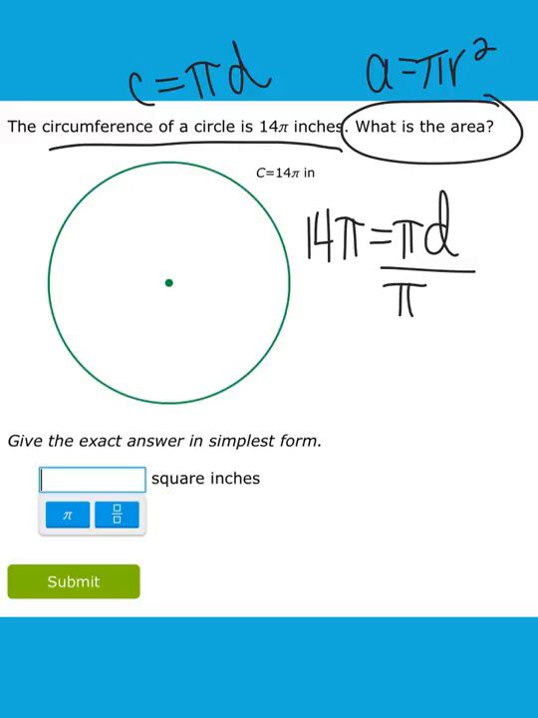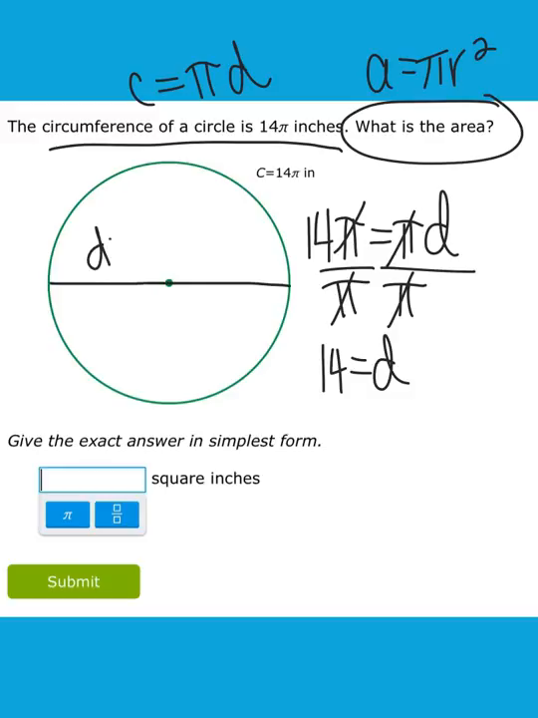I need to divide both sides by pi. So pi over pi is 1, so it's eliminated. I would just be left with 14 equals the diameter, which would make sense. If my circumference was 14 pi, that means the diameter was 14. So all the way across here, my diameter is 14 inches.